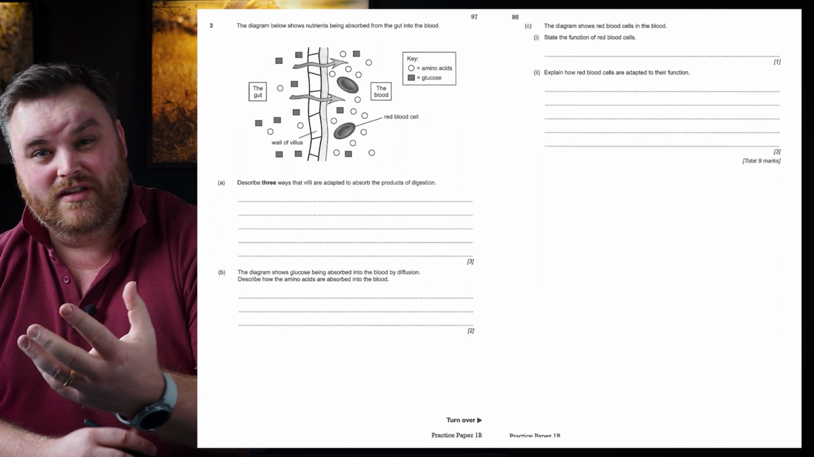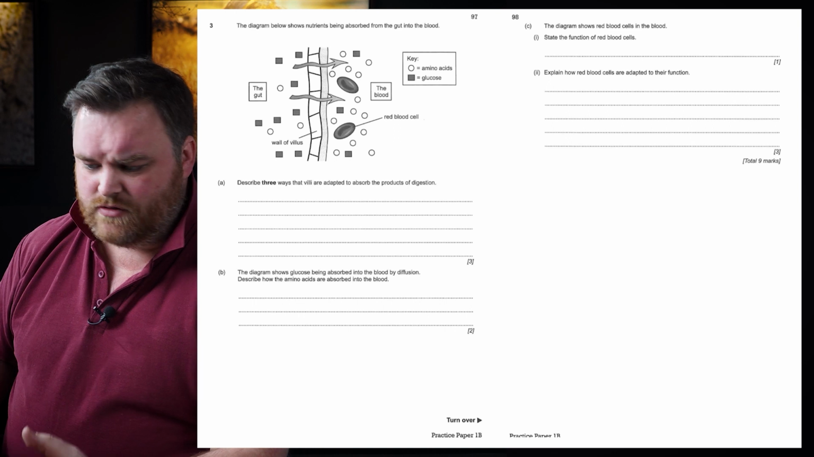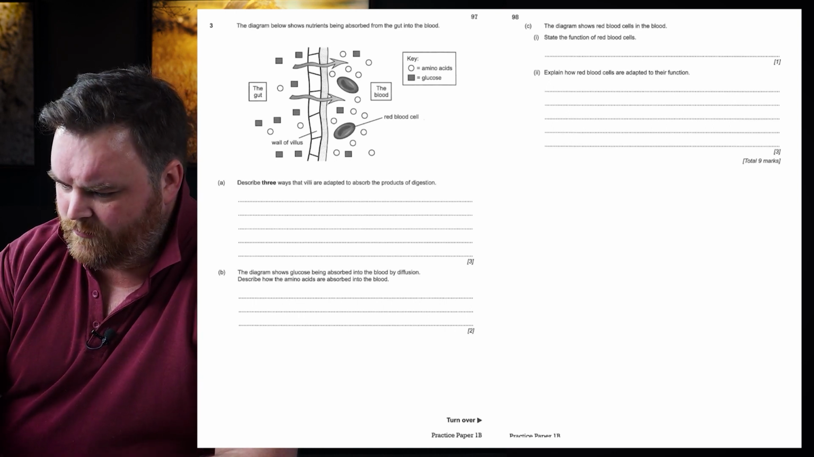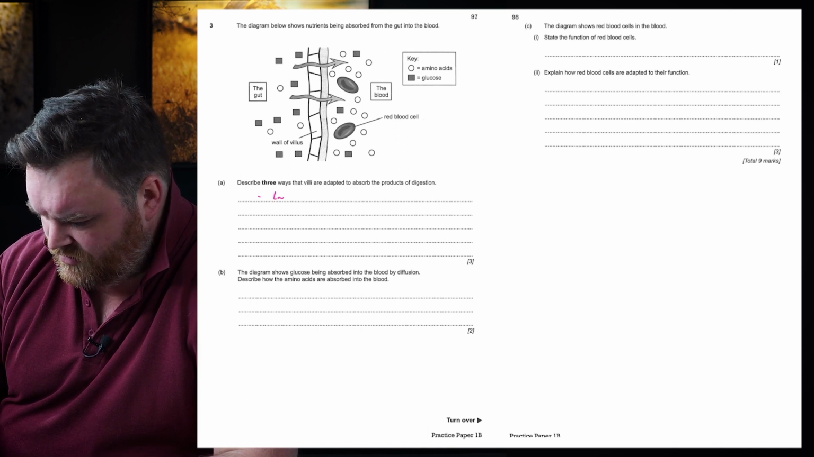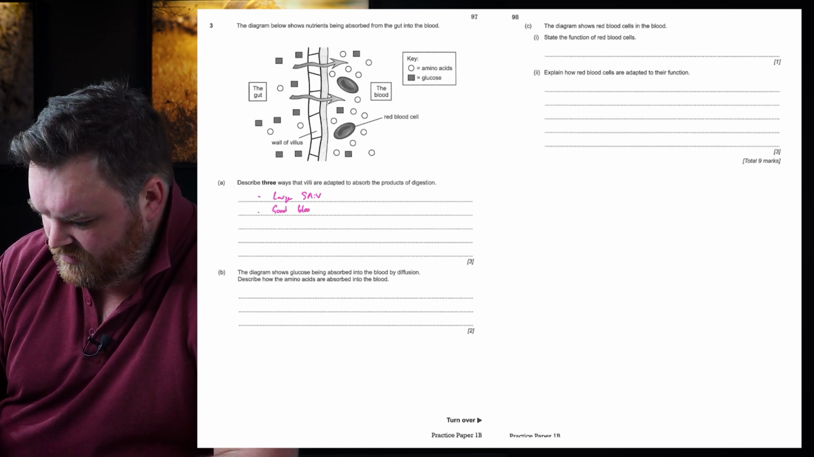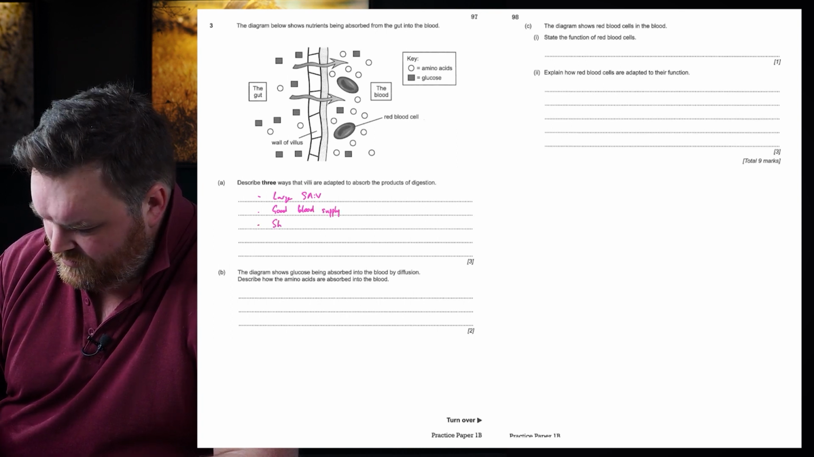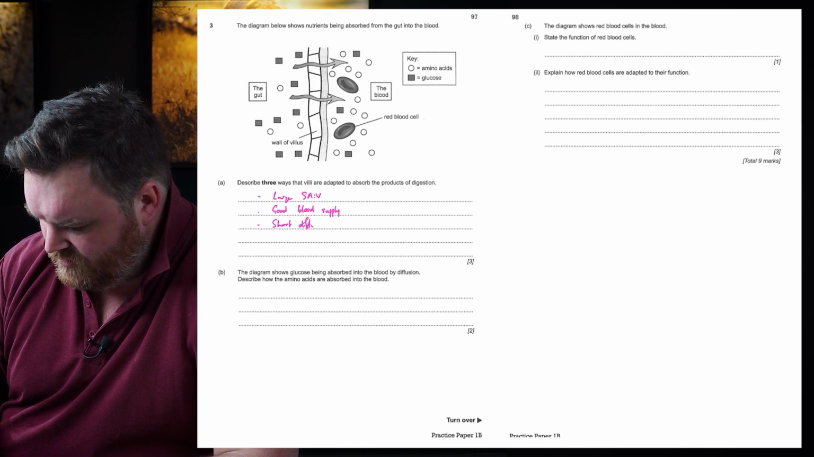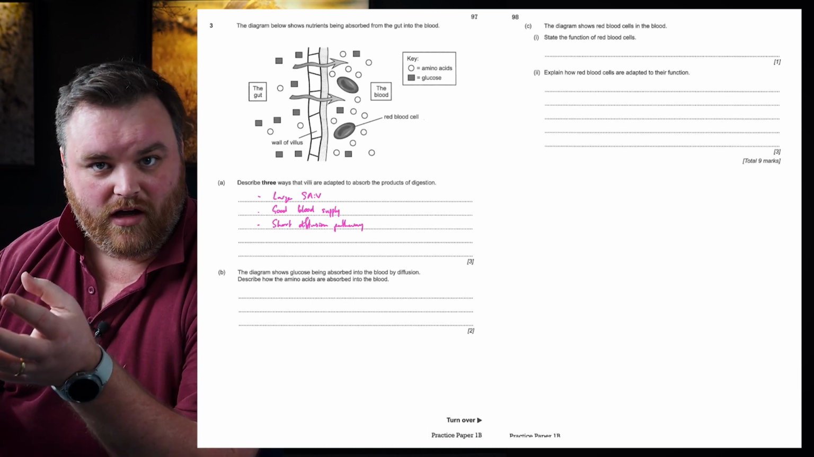Now you could basically do this just from your general exchange surface, maximizing diffusion theory. So if we were just to jot that down, it would be something like a large surface area to volume ratio. We'd have a good blood supply. We'd have a short diffusion pathway. And those 3 things combined then would lead to an effective exchange surface.